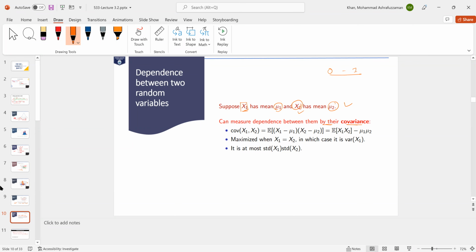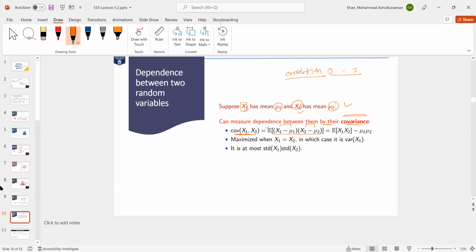But if we are interested in scale also, then we use covariance. In this case, we are also interested in scale. So we use the covariance, and we know the covariance formula is this. So how do these two features move around their mean? Do they move simultaneously or asynchronously? We want to measure that.